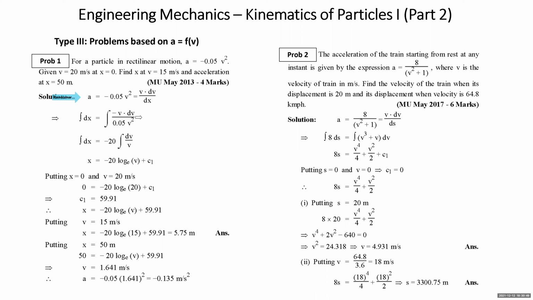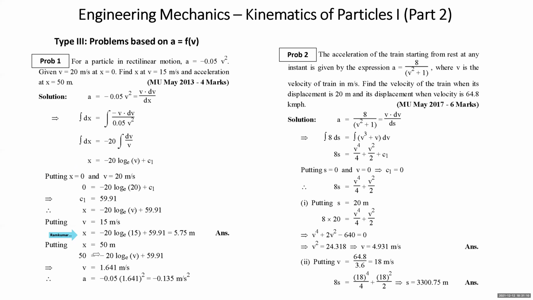Write a as v dv by dx. Separate velocity and displacement terms. Integrating both sides, you get the expression x is equal to minus 20 log v plus C1. Putting x equal to 0 and v equal to 20 into it, you get C1. Once you get C1, the displacement expression becomes like this. Put v equal to 15, you get x.